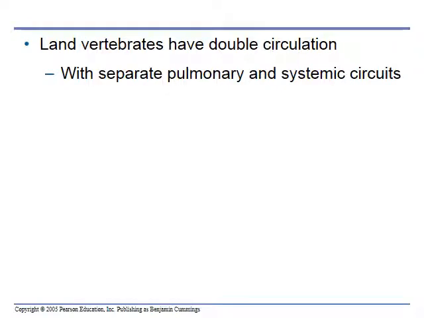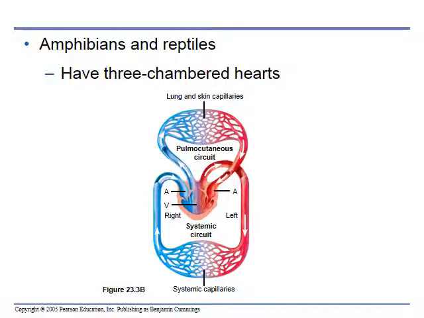Land vertebrates are more complicated. We have to fight gravity. We're going to have a separate pulmonary, and that means separate to the lungs, system of circulation, and then we're going to have a separate systemic circuit. So that means to all your tissue. We're going to have one loop that's just for the lungs, and another loop that hits all of our tissues.